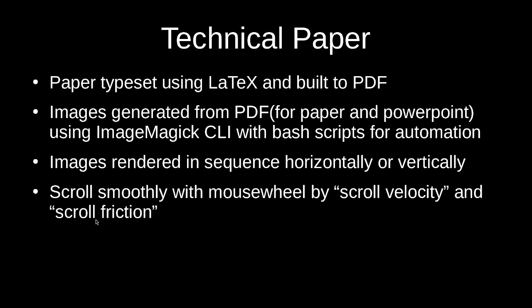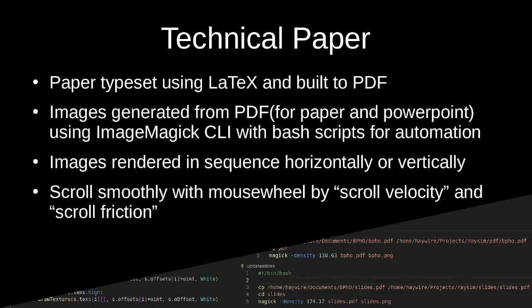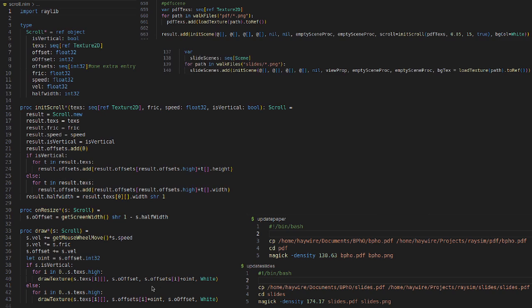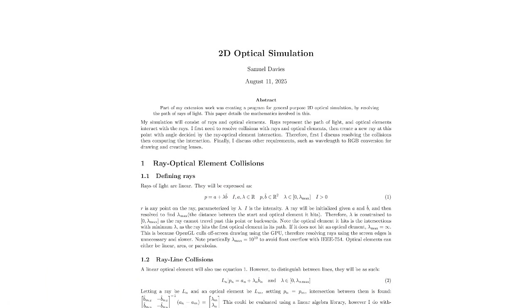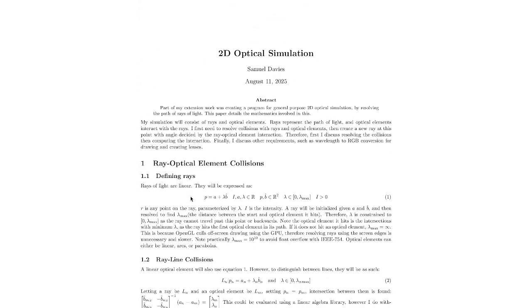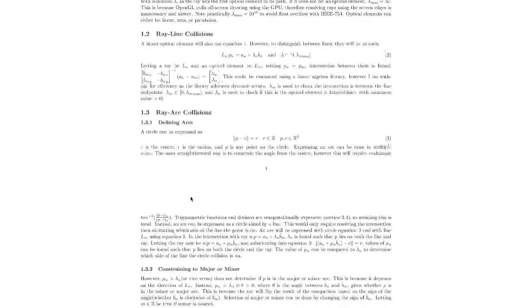And yeah, these are displayed in sequence for the paper and scrolling smoothly by having scroll velocity and acceleration variables, which is quite nice. You can see some of my code for this here, and then you can see how I can view the PDF using the images generated inside my program.